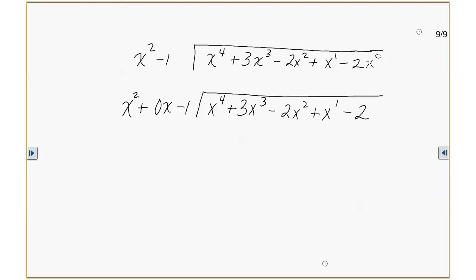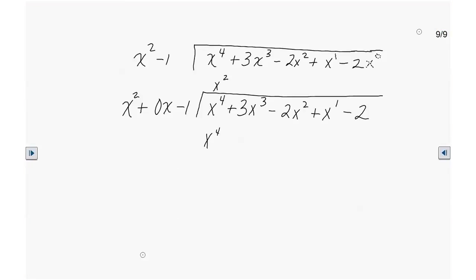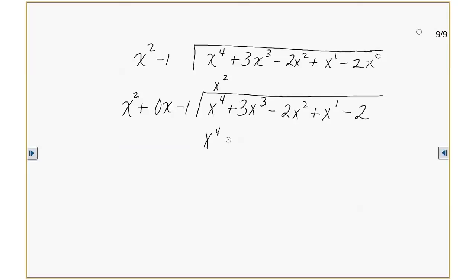All right. So x squared will go into x to the fourth. x squared times x squared is x to the fourth. x squared times 0x is 0x to the third. x squared times negative 1 is negative 1x squared. And what do we always do? Subtract. So that makes this a negative, makes this a negative, makes this a positive.